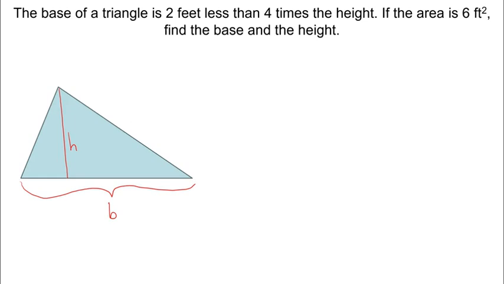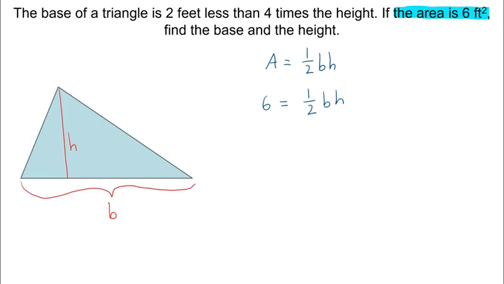One of the first things I notice is that the area of this triangle is 6 square feet. That's a hint that I'm going to need to know the area formula for a triangle. And the area of a triangle is equal to 1/2 the base times the height. So we have 6 is equal to 1/2 the base times the height.